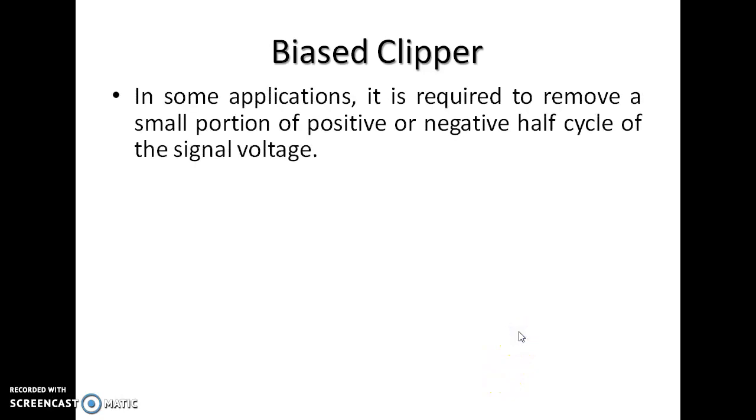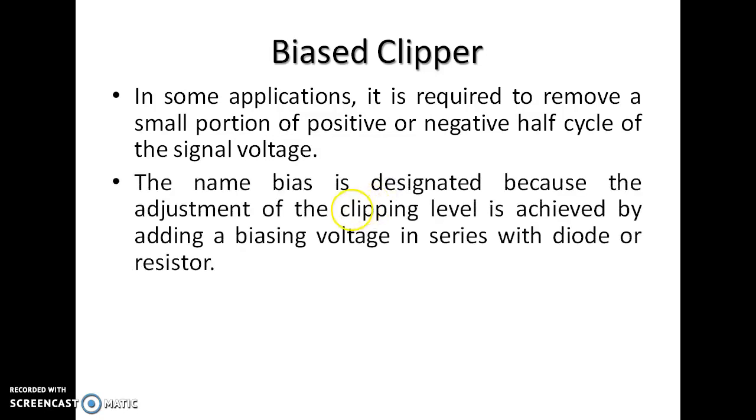Biased clipper. In some applications, it is required to remove a small portion of positive or negative half cycle of the signal voltage. In those situations, we go for the biased clipper. The name bias is designated because the adjustment of the clipping level is achieved by adding a biasing voltage in series with the diode or resistor.